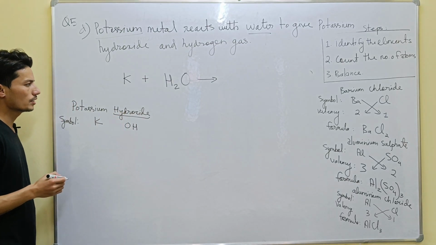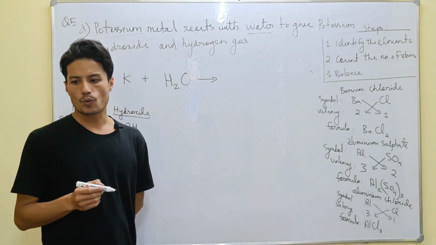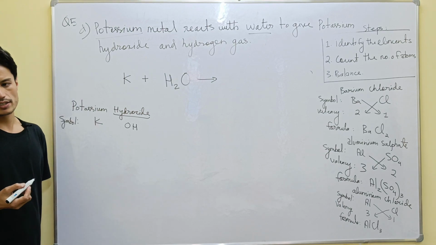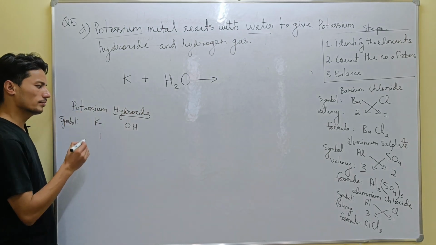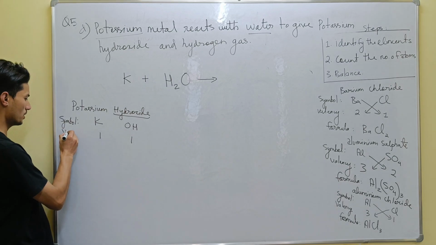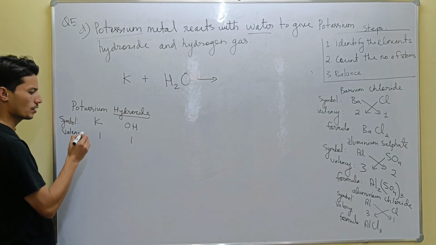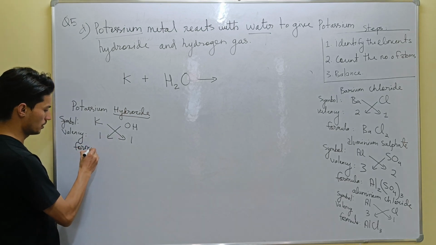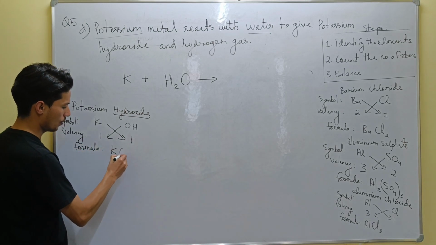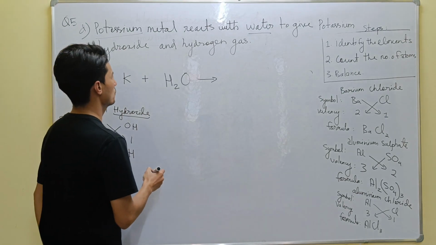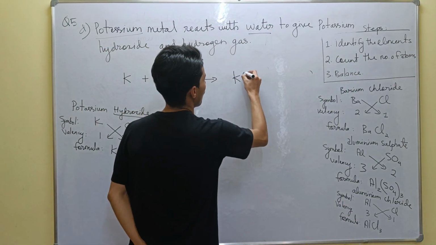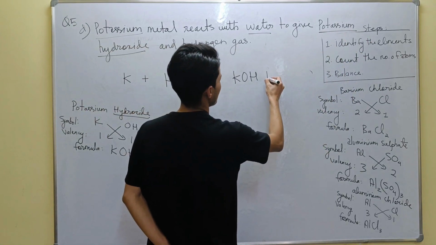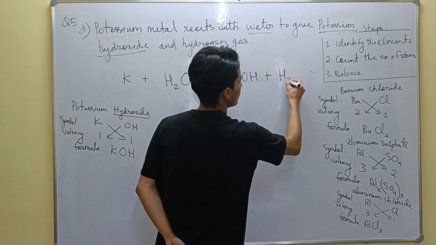Now, KOH. So what is the valency of potassium and what is the valency of hydroxide? The valency of potassium is 1 and the valency of hydroxide is also 1. So valency is 1 each. Okay, so this will cross multiply. The formula is how much? KOH. So this is the formula. So you will write here KOH for potassium hydroxide. And hydrogen gas is H2. So this is not difficult.